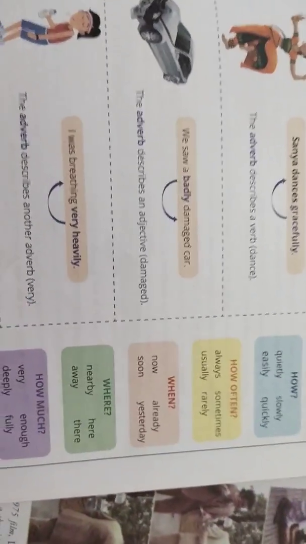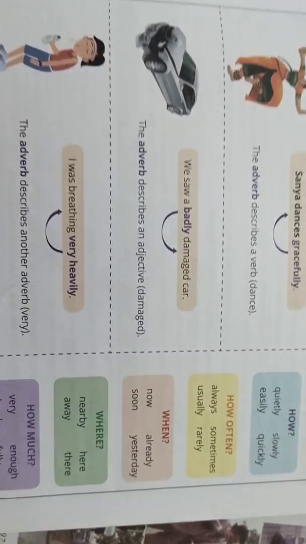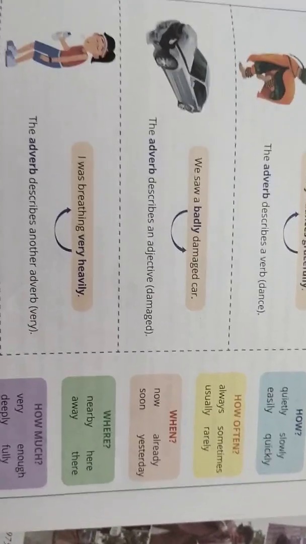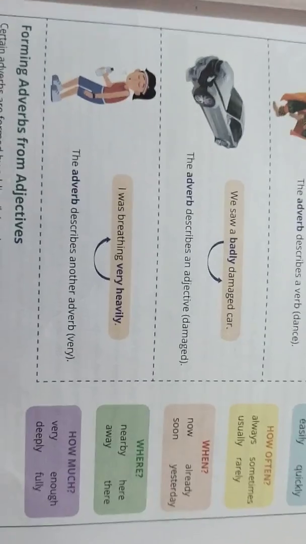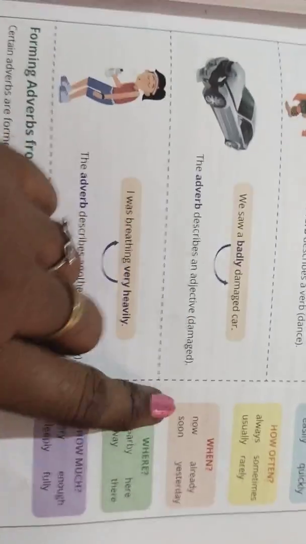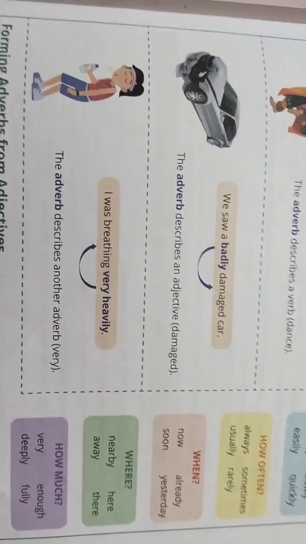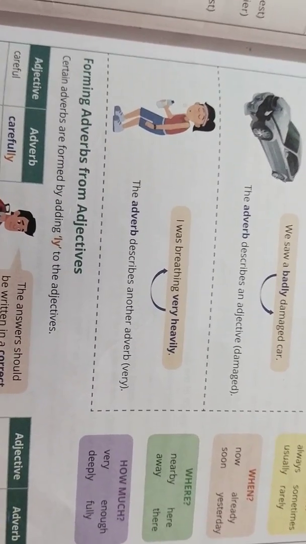So these are the examples. How it happens? It happened quickly, slowly, easily, quietly. Then how often it takes place? Always, sometimes, usually, rarely. Then when it happens? Now, then, soon, already, yesterday, today. It goes on. And where it happens? Nearby, away, here, there. It goes on. Then how much? Very, deeply, enough, fully. So these are the words which explain the adverb.